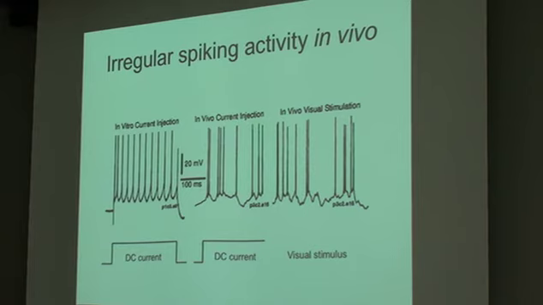you patch a cell, meaning that you can inject an electrode into the cell, and you can stimulate with a DC current like that, of enough magnitude that it can drive the neuron to fire action potentials. You would see some sort of periodic spike train like this.